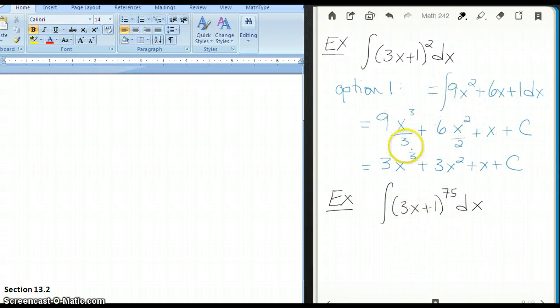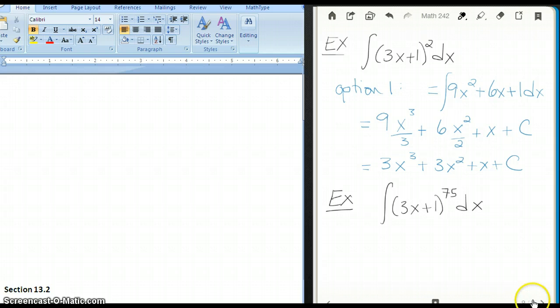This is a perfectly valid option up here if the power isn't too big. But what do we do if the power gets big and we're feeling a little lazy and we don't want to do out all of this foiling and stuff? Well, one thing we can do is what's covered in this video, which is what's called making a substitution.